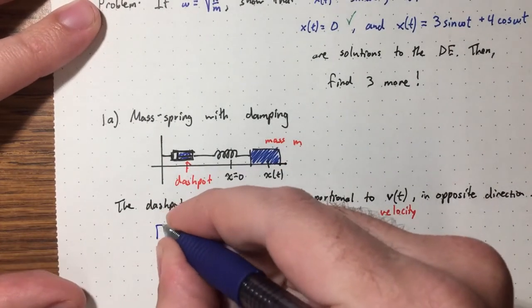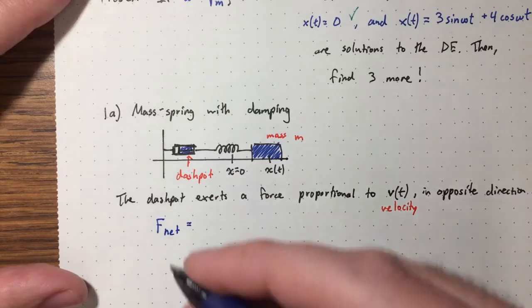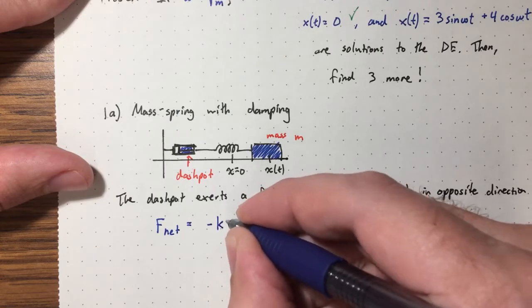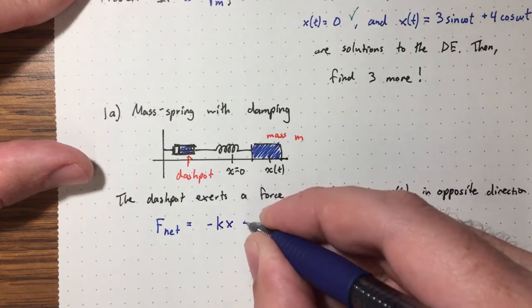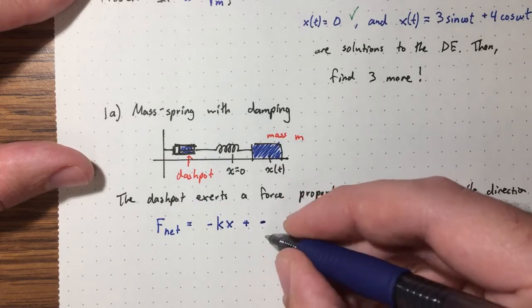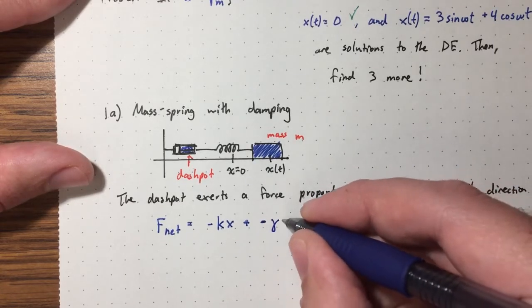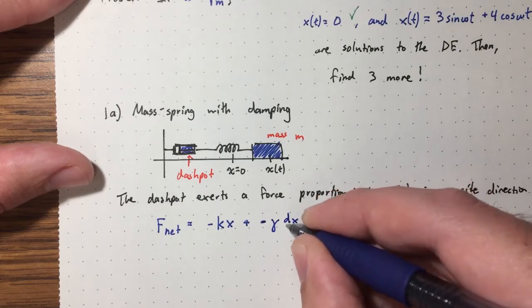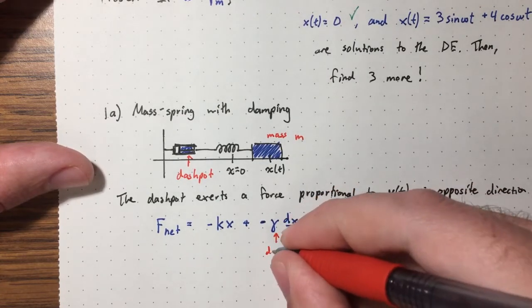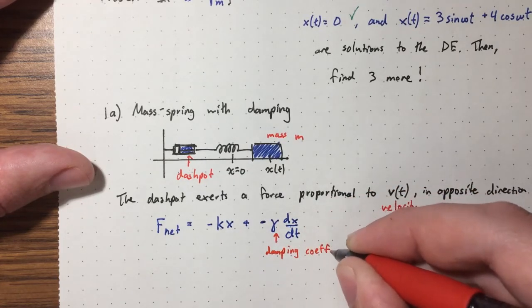So let's modify our differential equation. Now we actually have two forces. So we need to write the net force: it's the force due to the spring, negative kx. But then I also have the force due to the dashpot. That is proportional to the velocity. So I'll call it gamma times the velocity. Well, what is the velocity? dx/dt. So this gamma is called the damping coefficient. It damps the motion.